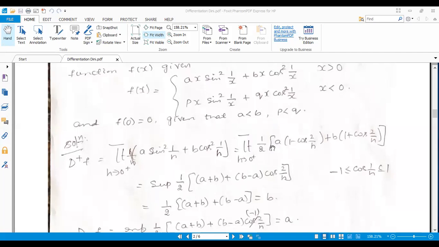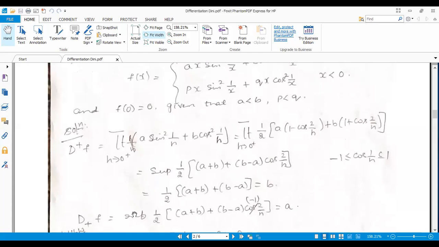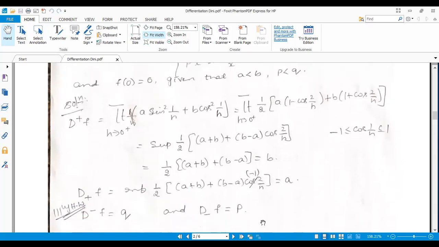Here a plus b, because 1, a plus b plus b minus a into cos of 2 by h. Now the value of cos 1 by h is 1, then you get 1 by 2 times b. Exactly in a similar way, here in the infimum, because it is limit superior here and inferior here, the infimum of 1 by 2 times a plus b minus a becomes minus 1, which means you get a as the value.